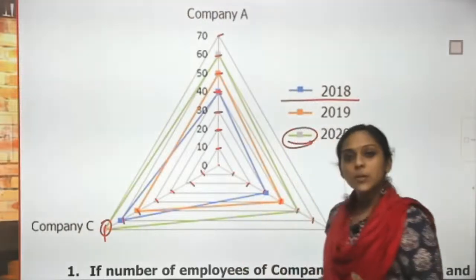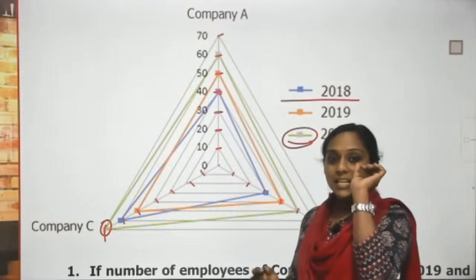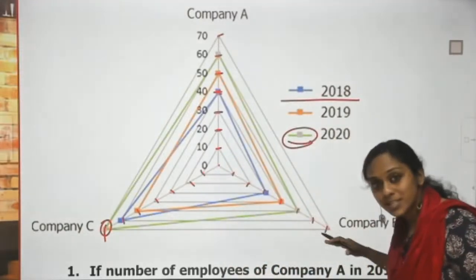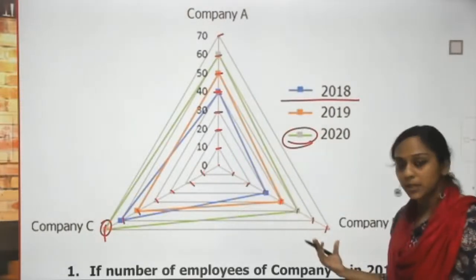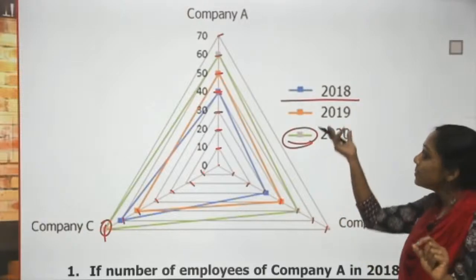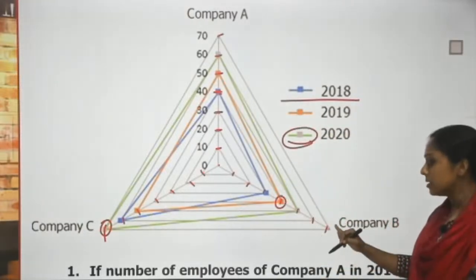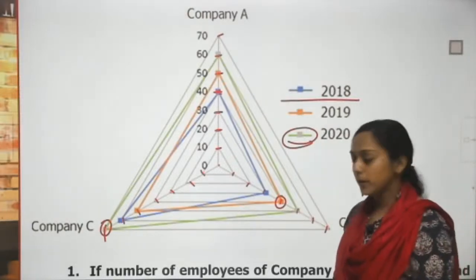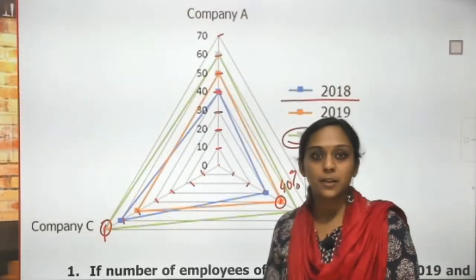Now suppose you have to find the percentage of males for company B in the year 2019. Company B means focus on this arm. 2019 means that is the orange line. So orange means this is the value. This is 70, 60, 50, 40. So that is 40%. I hope it is clear for you.